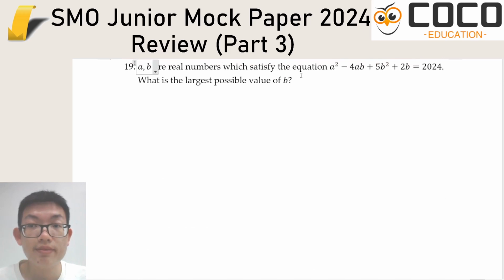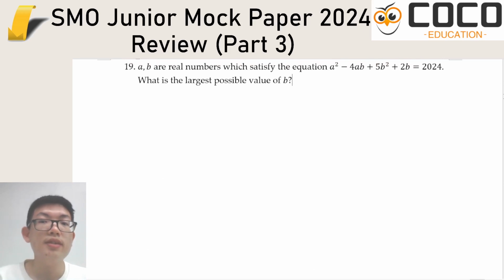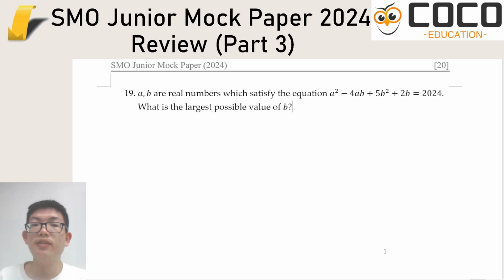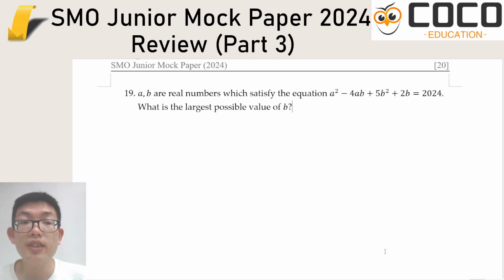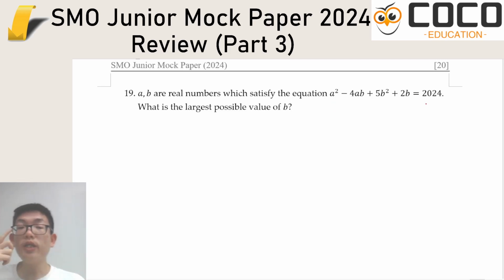Question 19. A and B are real numbers which satisfy this equation here. What is the largest possible value of B? First thing to note is that it's only one equation. It's only one equation, and so if it's only one equation, normally there would be infinitely many solutions.